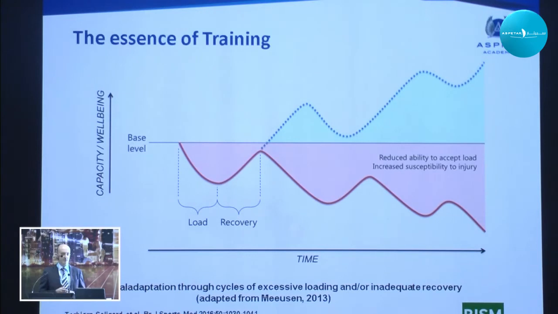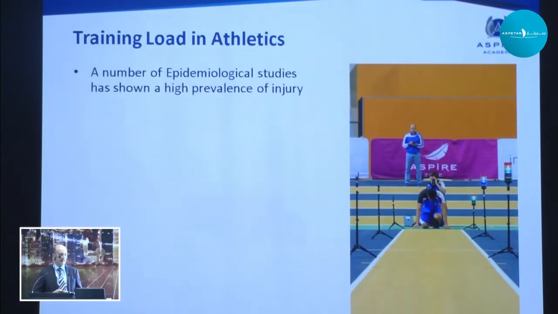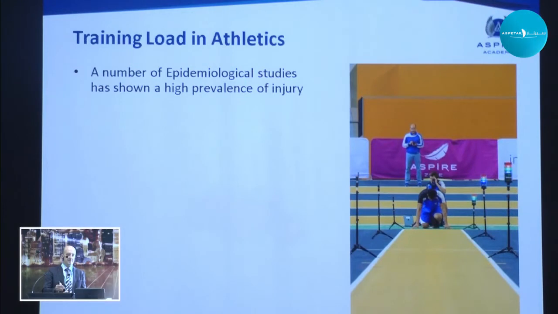So we know that things go south if the load is too much, and things can go north if the load is appropriate. So what do we know about training load in athletics? We have a number of epidemiological studies that have shown a high prevalence of injury. I would say I'm not surprised, because what we try to do when we coach somebody in athletics is push them to the limit of their abilities, because what they aim for is their PB.